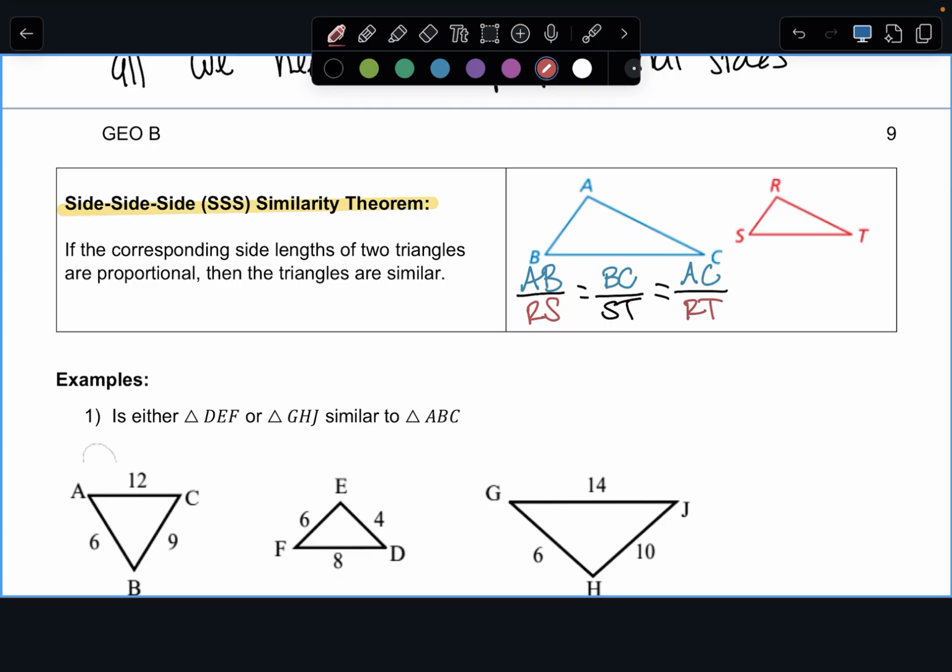So this is what you need. 3 different ratios, all equal. The top should all come from the same triangle. The bottom should all come from the same triangle. If you have that, then you can say that your triangles are similar. So ABC similar to RST.